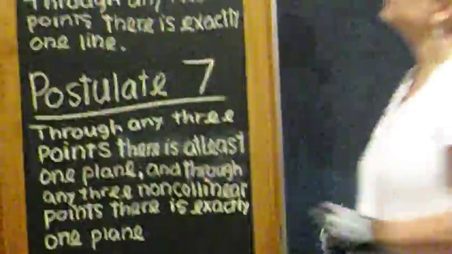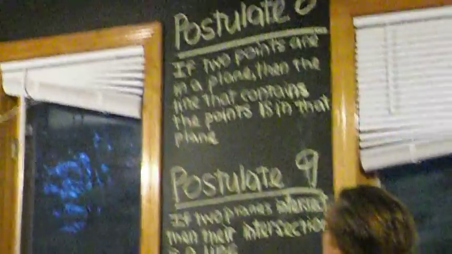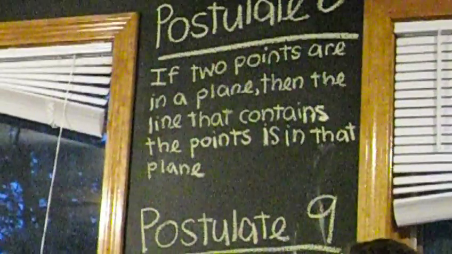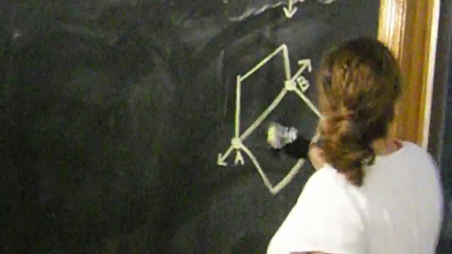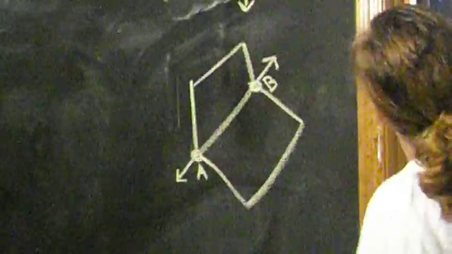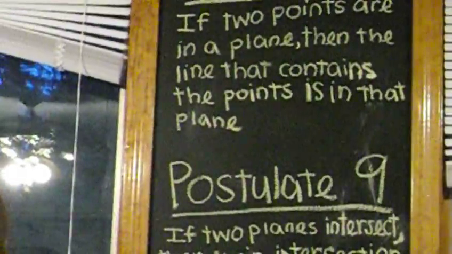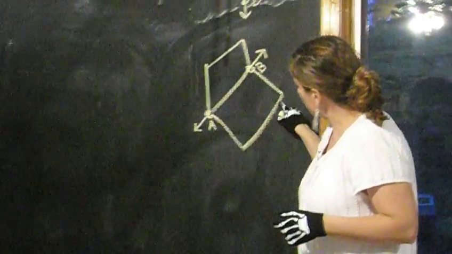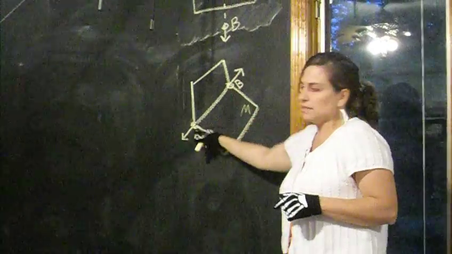All right, over here. Postulate 8, if 2 points are in a plane, then the line that contains the points is in that plane. So if 2 points are in a plane, these 2 points are in a plane, and the line that contains the points is in that plane. Yeah, but that's not on the plane. B's not on the plane. So I'm going to go with this one because if 2 points are in a plane, then the line that contains the points is in the plane. So these 2 points, they're still on this plane. We'll call that plane M. These 2 points are still in plane M.